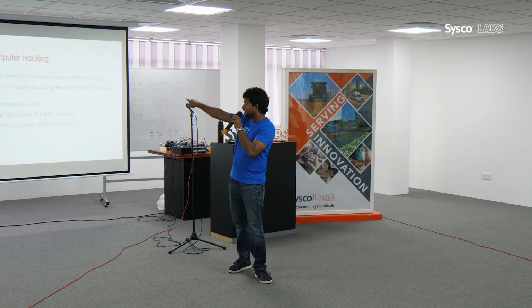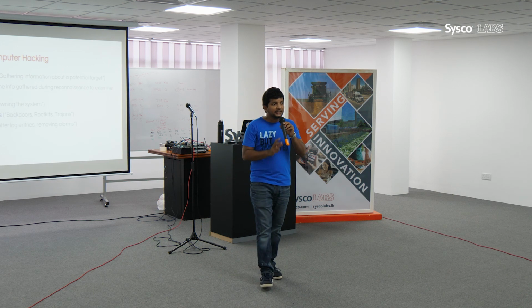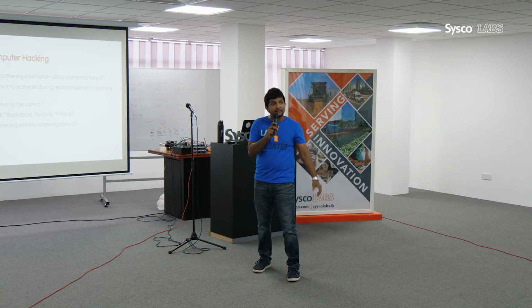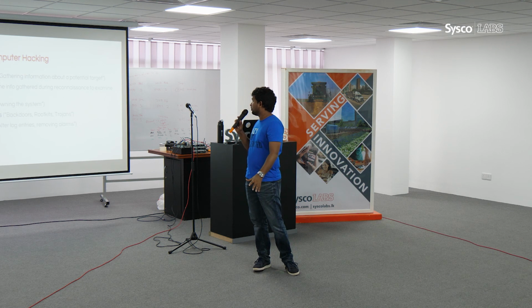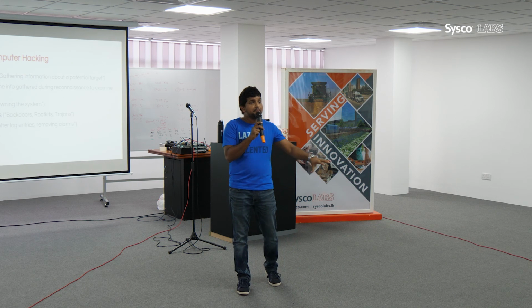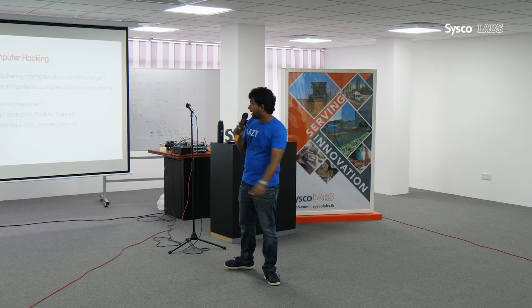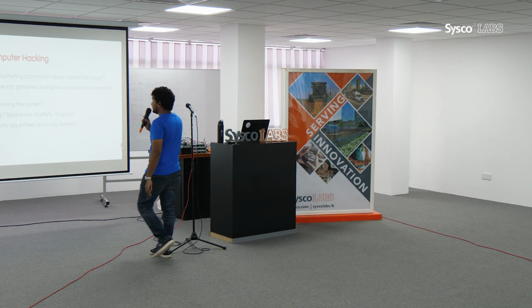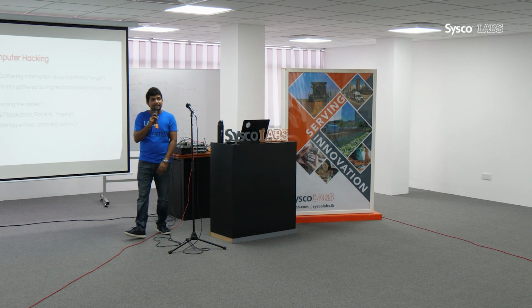After I exploit the weaknesses that he has, I'll gain access to it. And then I'll put something like a Trojan or a rootkit or a backdoor and maintain the access before I leave. And finally, I can cover the tracks. I can alter log entries, removing alarms.